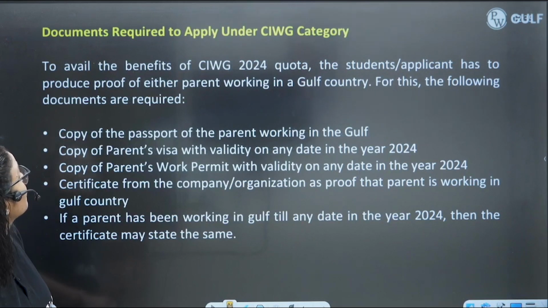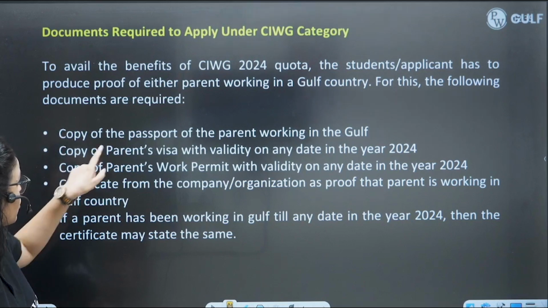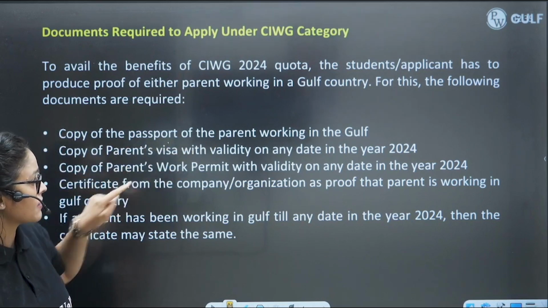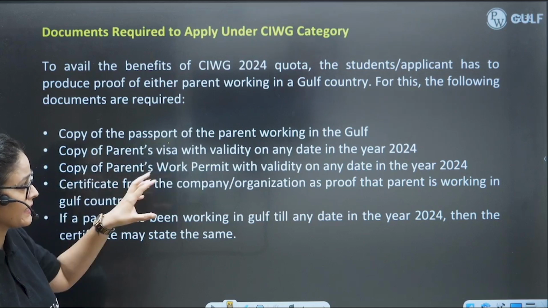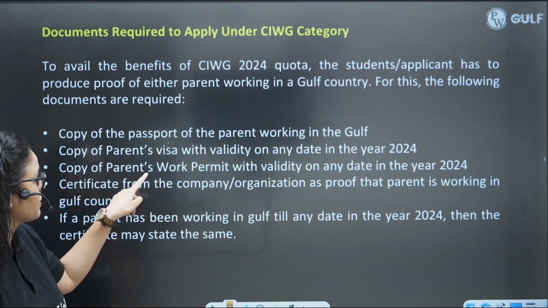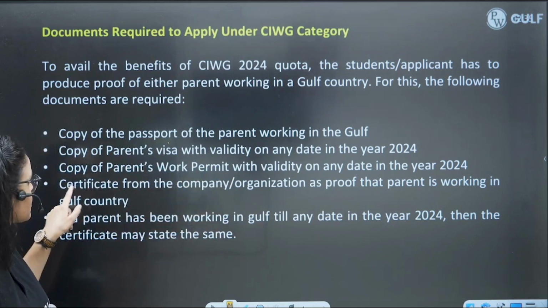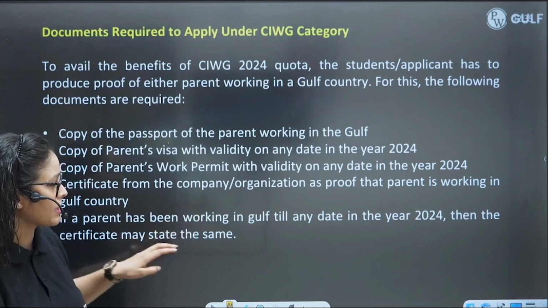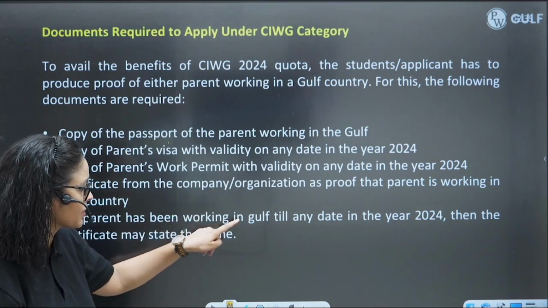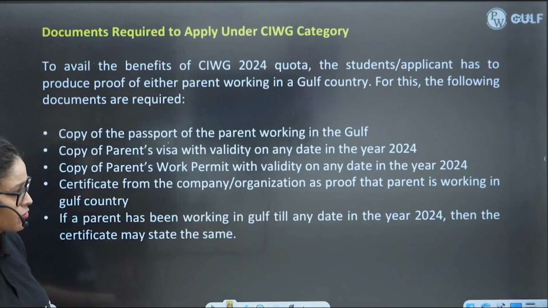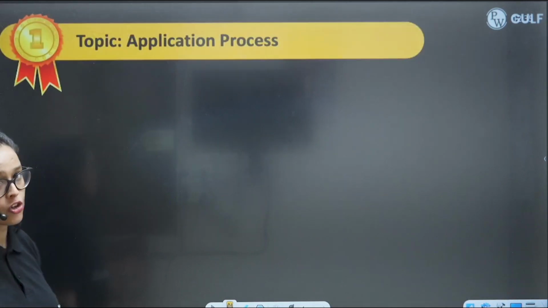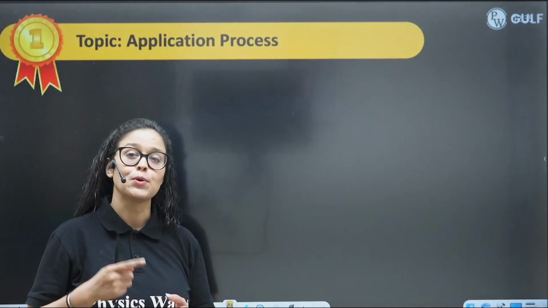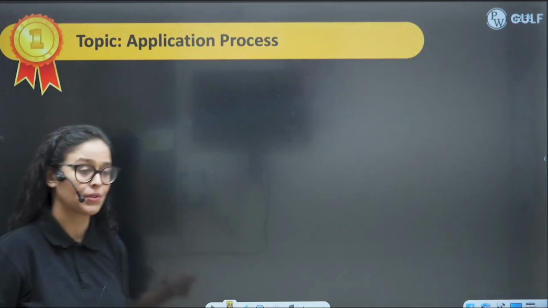Next, when we talk about the documents for the CIWG, you require all these documents: copy of the passports of the parents working in the Gulf, parents' visa with validity on any date in the year 2024, copy of the parents' work permit with the validity, and a certificate from the company or organization. If the parents have been working in the Gulf till any date in the year 2024, then the certificate may state the same. These documents are required if you are in the CIWG quota.